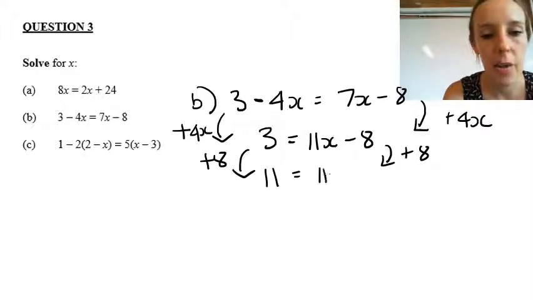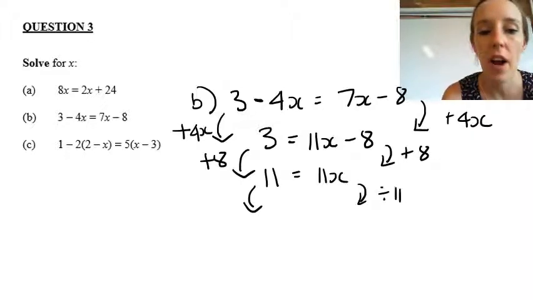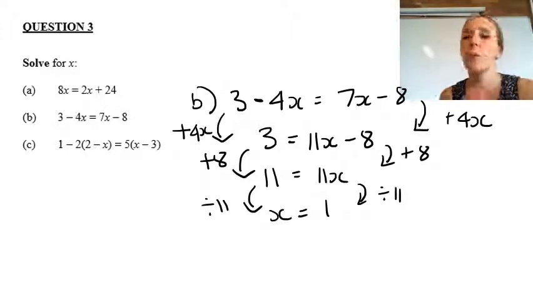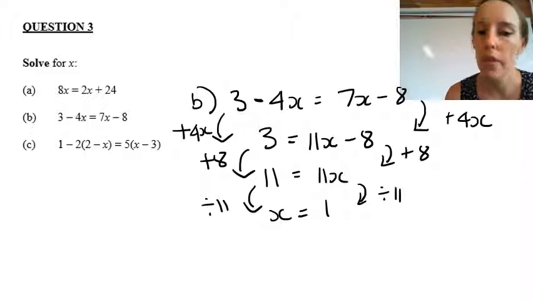So 11 equals 11x. And then if I divide both sides by 11, I can find out what x is equal to. So x is then equal to 1. So I've just switched it around just because it's convention to write x on the left. So write whatever your variable is, even if it's y or z or whatever it is.